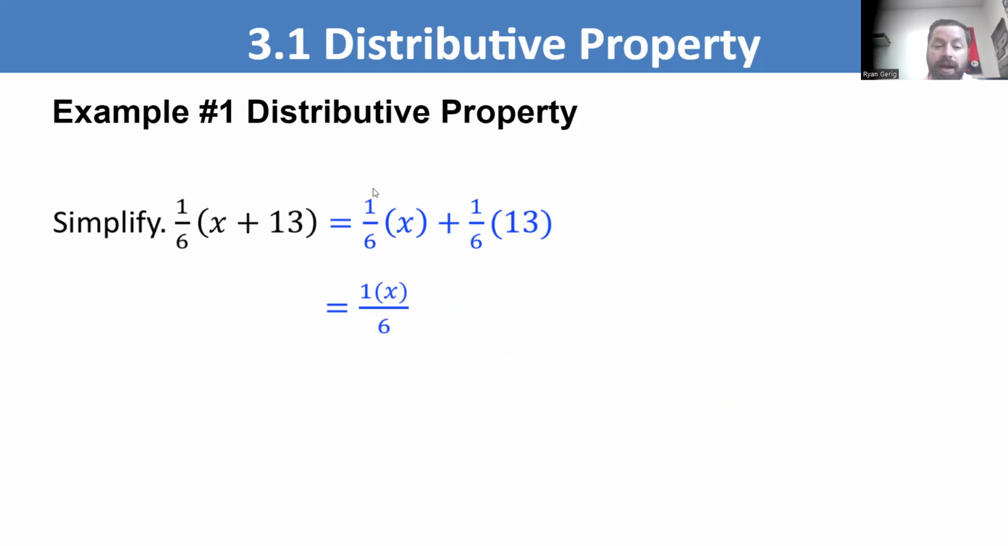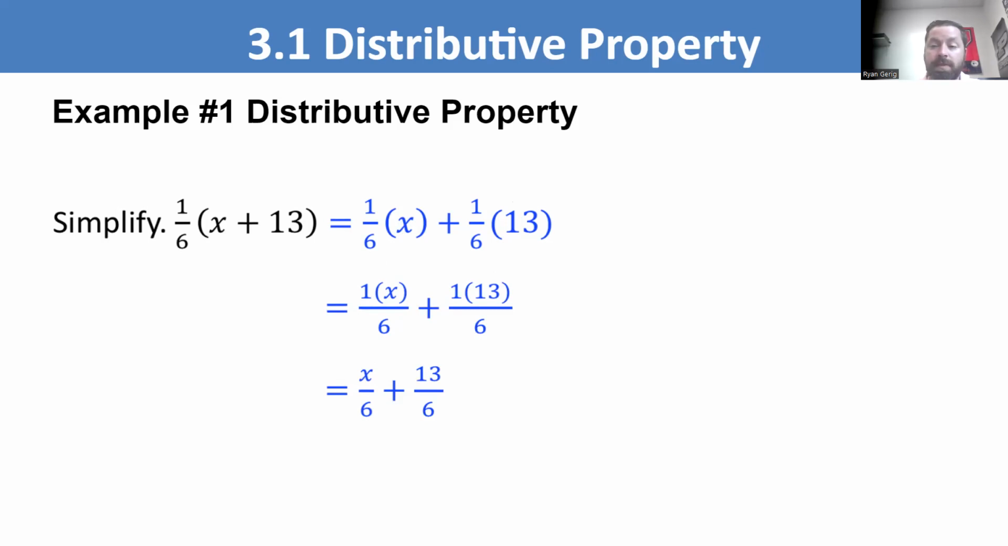So I can multiply 1 times X, those are both in the numerator, and you see 1 times X, and then 6 times 1, which just gives me 6, and that remains in the denominator. Same thing with the second part. 1 times 13 in the numerator, 6 times 1 in the denominator, and then simplify. 1 times X is X, so X over 6, plus 1 times 13 is 13 over 6, and that is simplified using the distributive property.